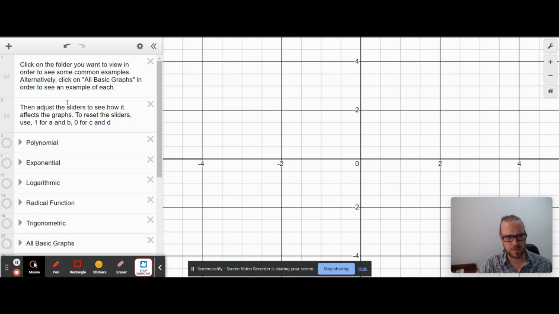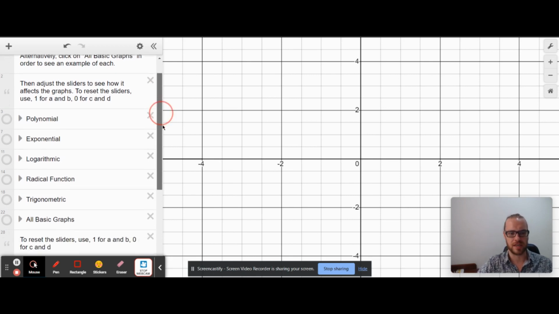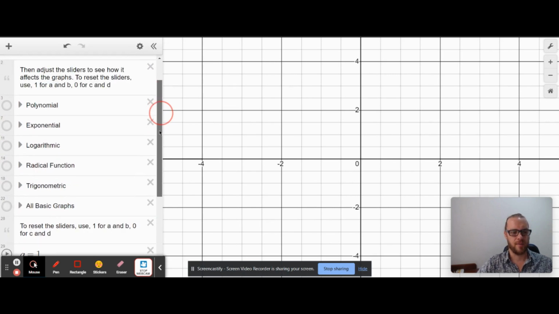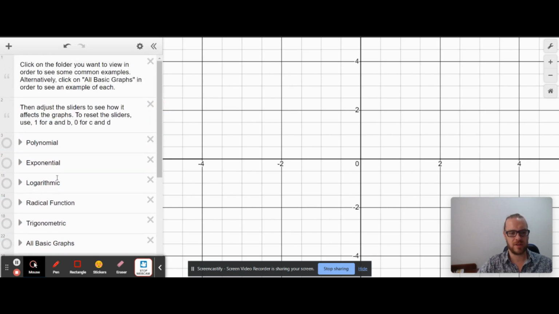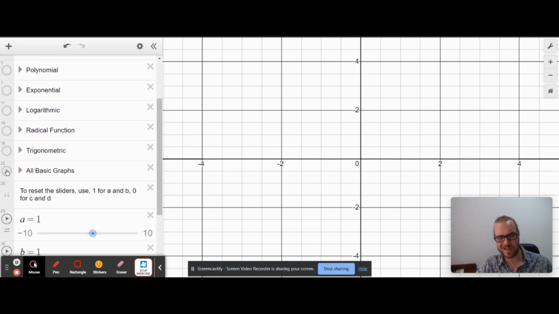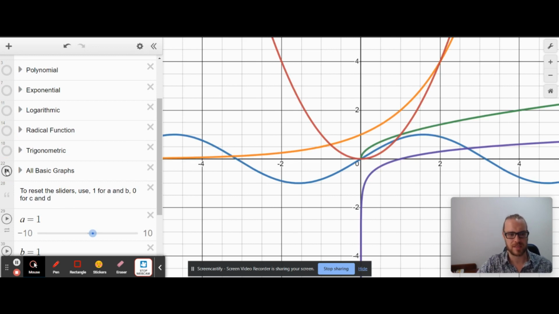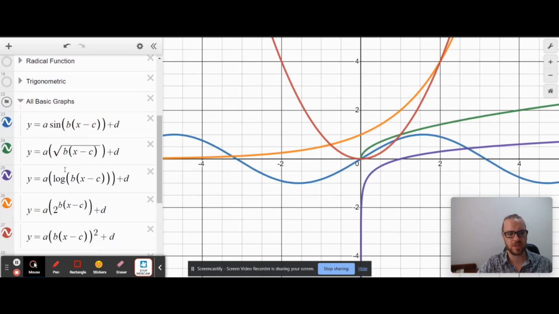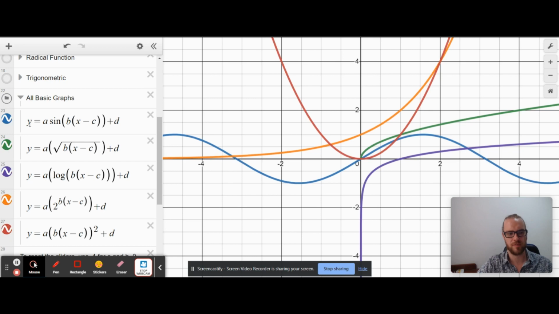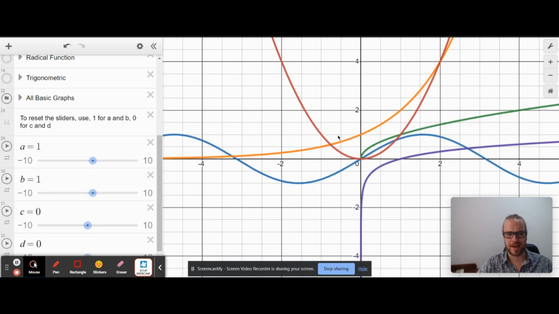I'll put a link in the description so that you guys can go and check this out in Desmos. And you can play with the individuals, but for now, all I'm going to do here to demonstrate it is to go through all of our basic graphs. Now, if you want to look at the individuals, you can open it up. You can see which ones I put. So I put a sine graph, a radical, logarithmic, exponential, and then a polynomial, so that you can see how each of these parameters change all of them.